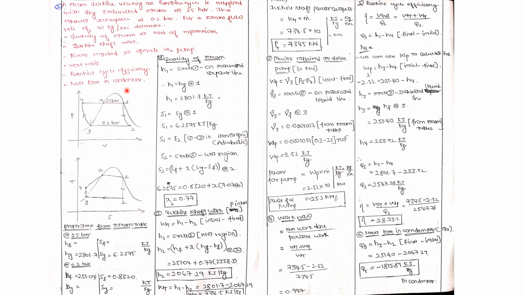Next, the work ratio, you know that it is net work done divided by positive work, that one you have to determine. Rankine cycle efficiency, you know in the previous problem how to determine it. And heat lost in the condenser, that means what is the heat rejected from 2 to 3, that means the heat rejected in the condenser, we have to determine.